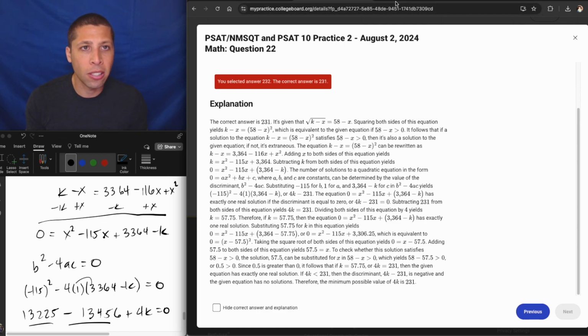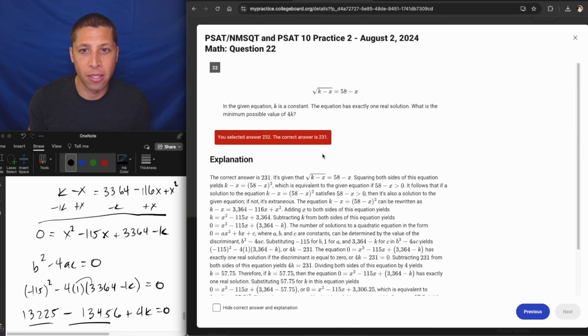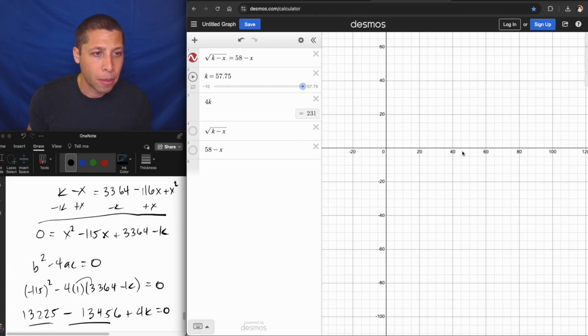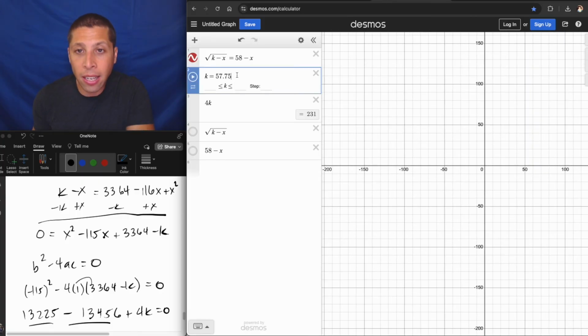But I am still curious, because if I go to Desmos and I put in what I had, right? I have my equation, radical k minus x. It's the same as this equation here. I do what I did on the test, right? I did my slider. Now, 57.75 should have a solution, but I don't see a line anywhere, right? So I don't see anything. However, if I go to 58, like I kind of found, I do see one, right?